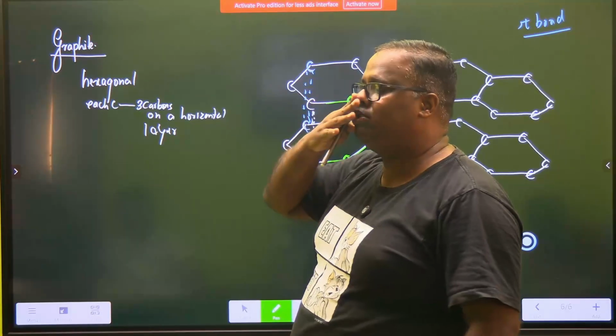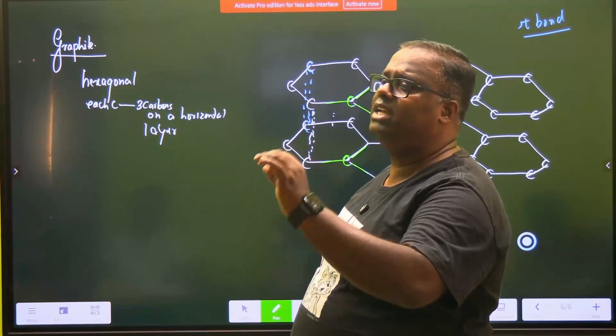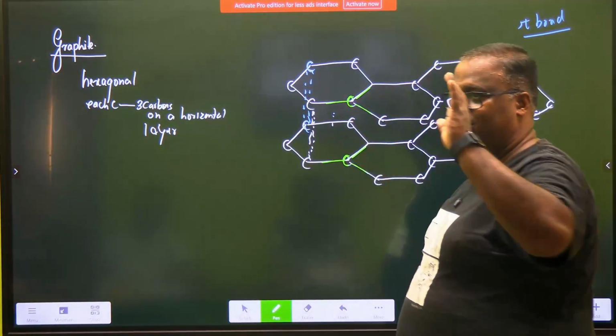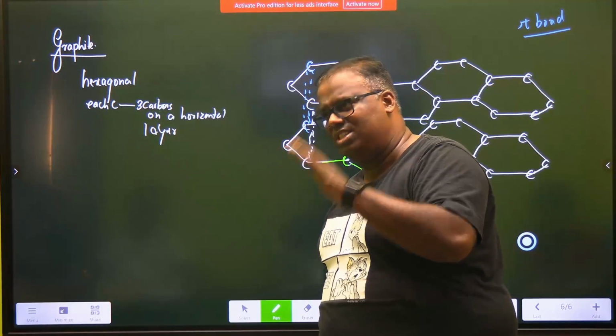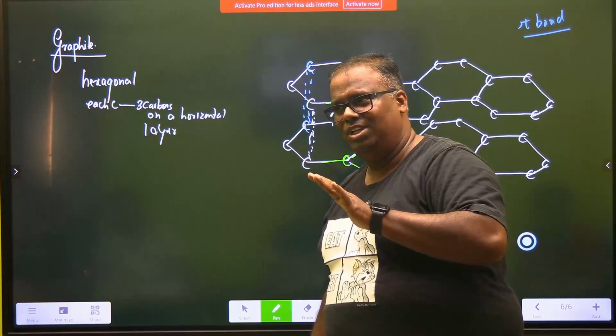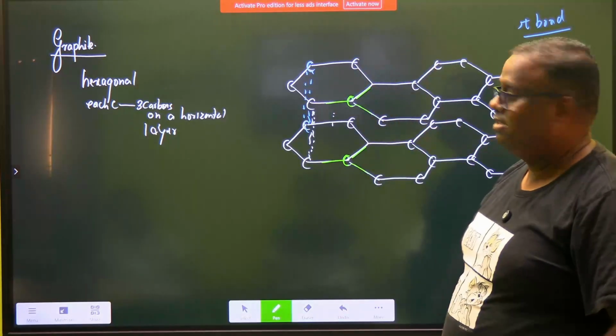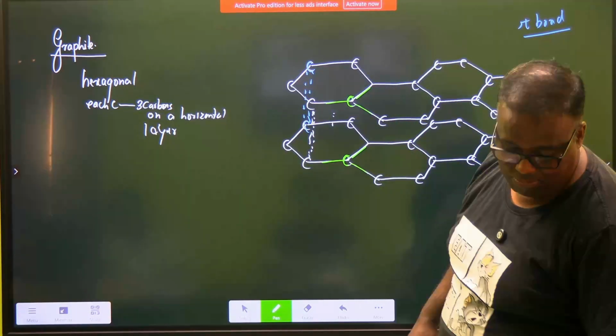So that electron is almost considered to be free. It is like the wheelchair of your tower. Does it remain in the tower? Yes, it remains in the tower. Does it remain in any flat? No. It's delocalized. Okay. So are graphite and diamond clear?